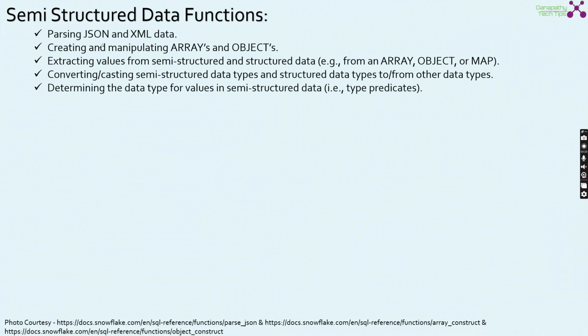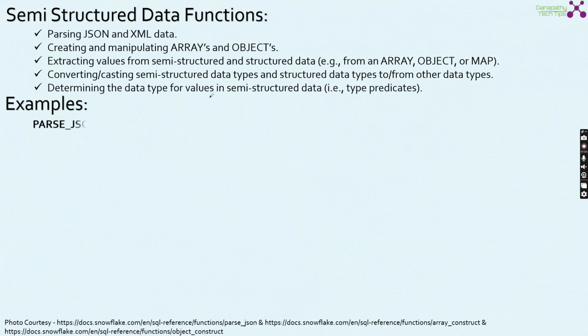So far we discussed the array construct and object construct to a greater extent. Those are some of the functions which are available. Ideally, these are useful in parsing JSON and XML data, creating and manipulating arrays and objects, that is using the array construct and object construct, and extracting values from semi-structured and structured data, for example from an array, object or map. They also cover converting, casting semi-structured data types and structured data types to and from other data types, which is all about casting, and determining the data type for the values in the semi-structured data, that is the type predicates. So all sorts of things are possible using the native Snowflake semi-structured data functions.